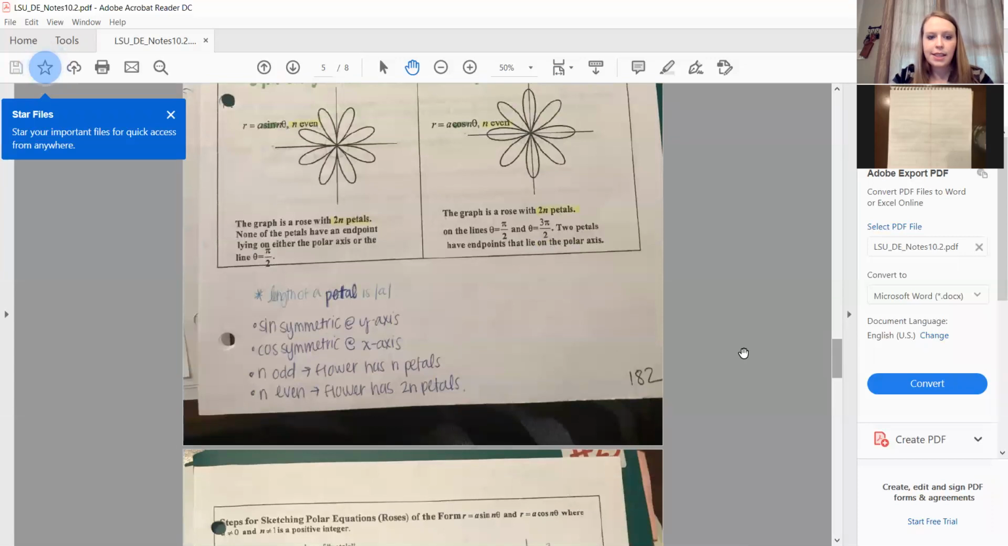Oh, and I didn't say this, but the length of the petal is always the absolute value of A. A is found in front of the problem. So n is in front of the theta, A is in front of the problem. This is the important stuff. I just rewrote it down here for you.